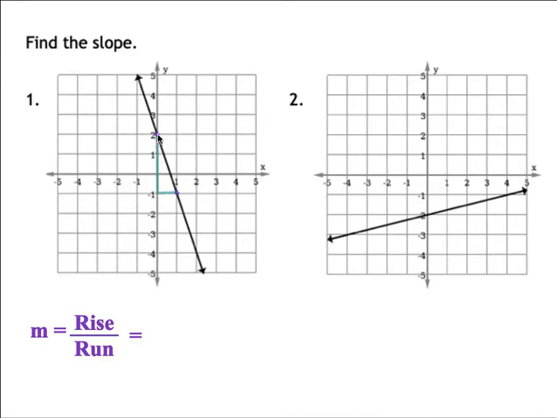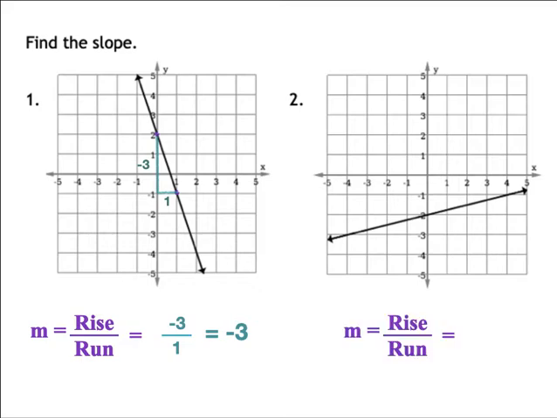So the rise refers to how far up or down you have to travel between those 2 points. Run refers to how far right. Between those 2 points on the line, you have to travel 3 down, so -3. 1, 2, 3 jumps. And then you'd have to travel 1 jump right. So the rise is -3, the run is 1. Check to see if your slope fraction simplifies. If it does, you do the simplifying step, and that is your final answer. The slope of this line is -3.